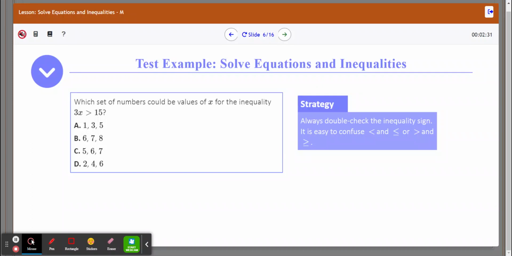Lesson number 30, solve equations and inequalities. So now we know how to read and write equations. We know how to read, write, and graph inequalities. So now we can start trying to solve them. All right, so let's look at this first problem.